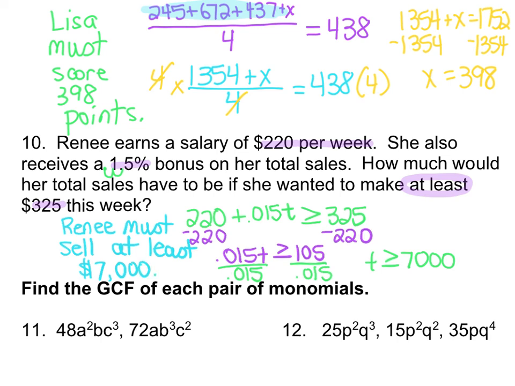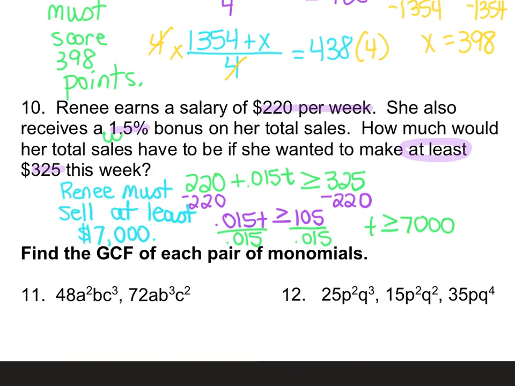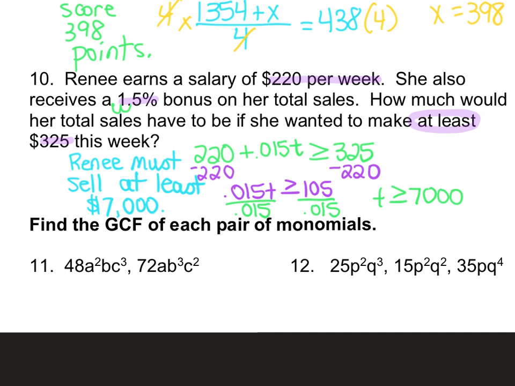So those are all, the whole backside is review. Now this part, find the GCF for each pair of monomials. We're actually going to skip these 2 questions right now because this is a topic that's going to come up later on in this unit, in section 11.5. So we are not going to work those right now.